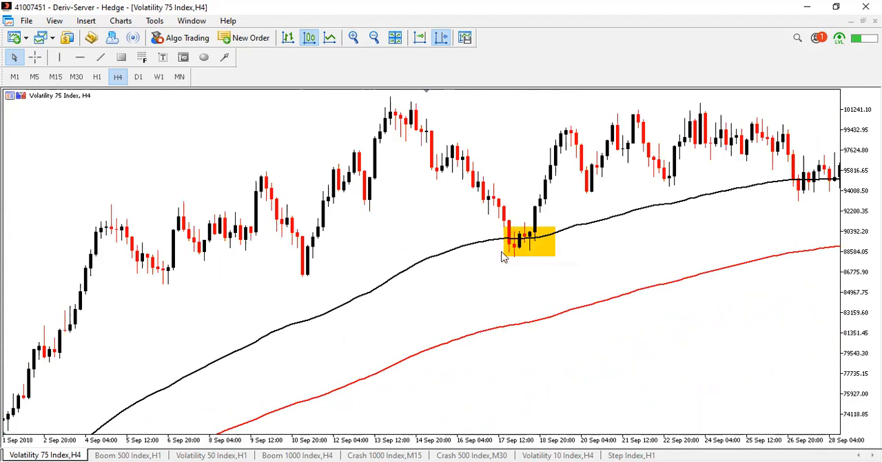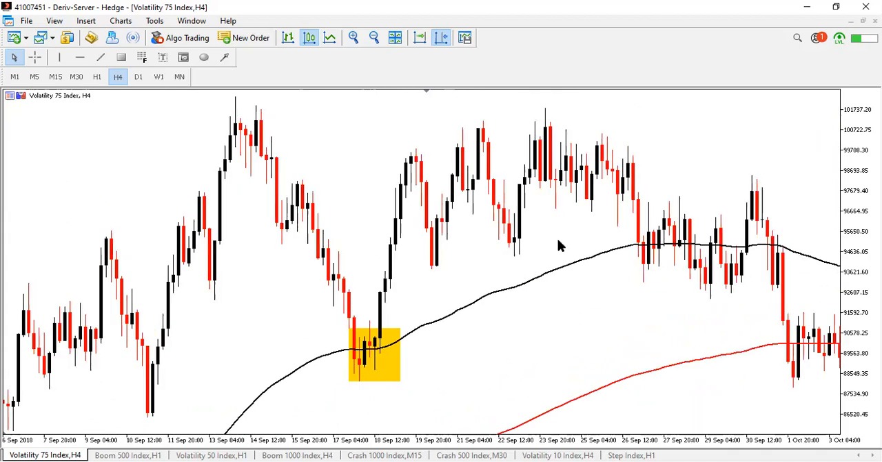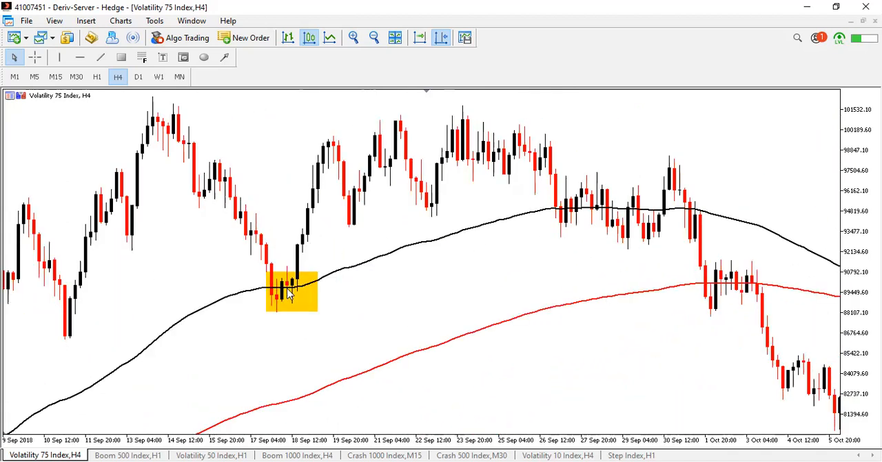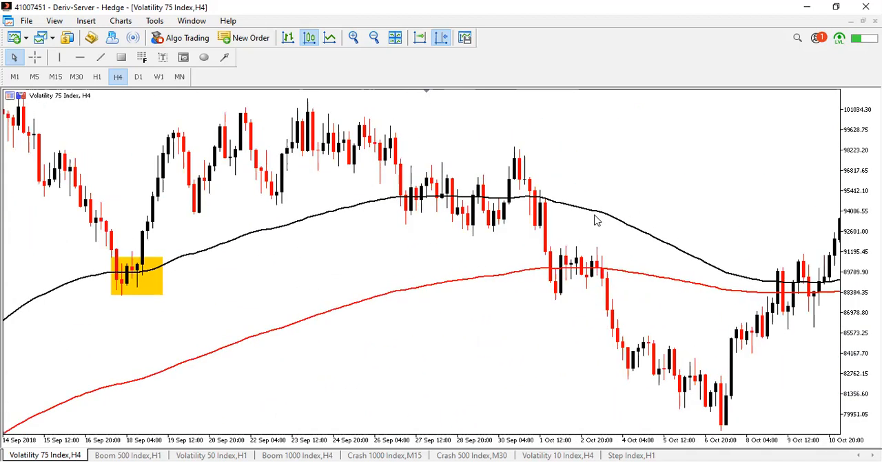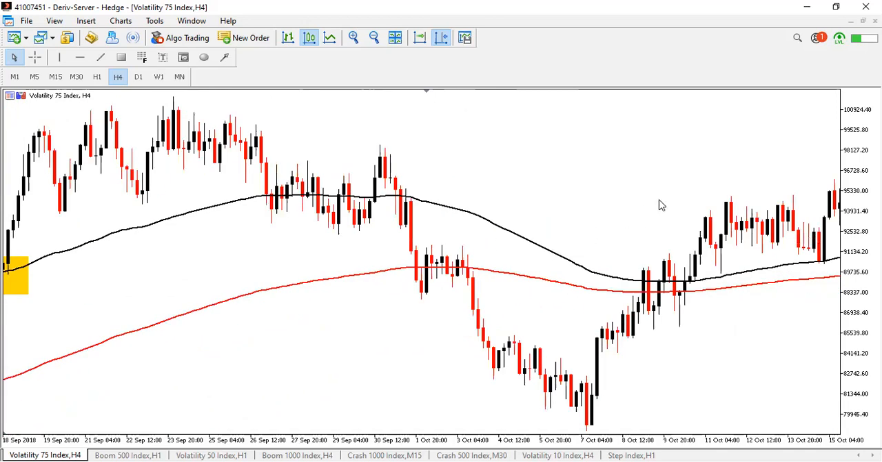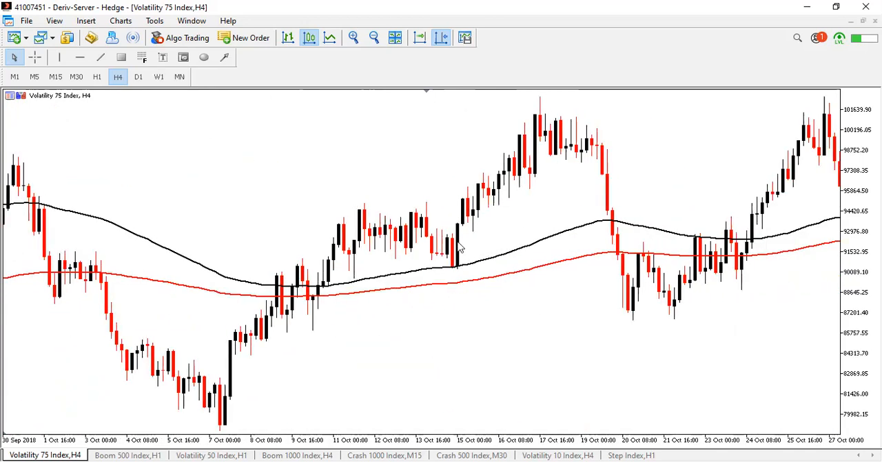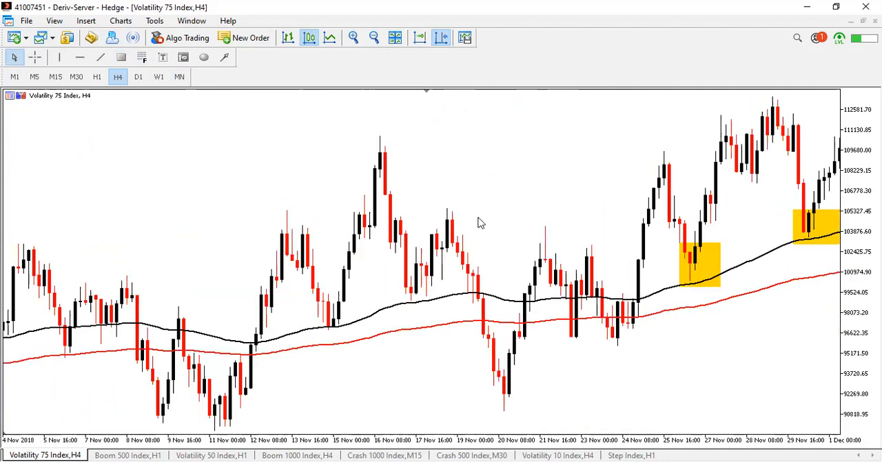Here again, you can see indecision candle, then bullish candle, indecision, pin bar, then it went. You can see the nice candlestick patterns in these areas. Same thing here. You can see that there was a bullish engulfing pattern upon the touch of this, and then it went.